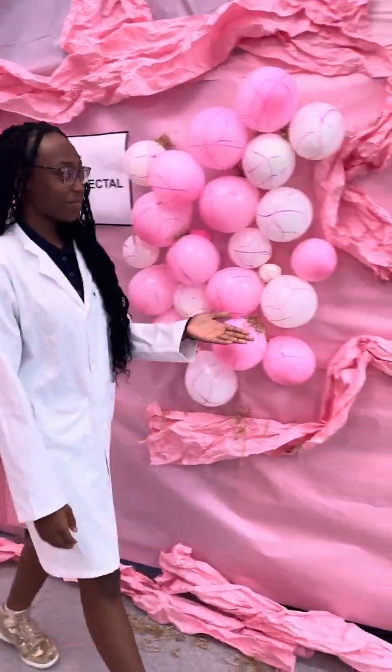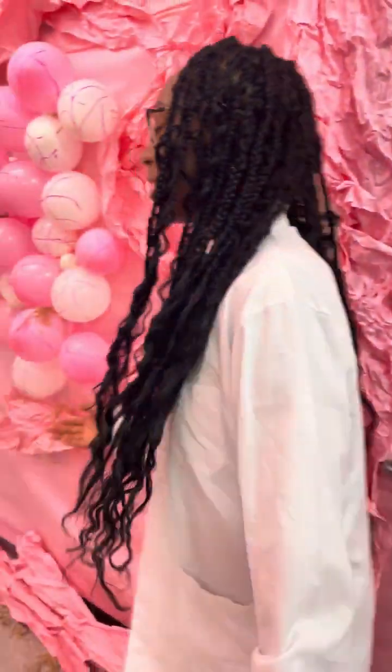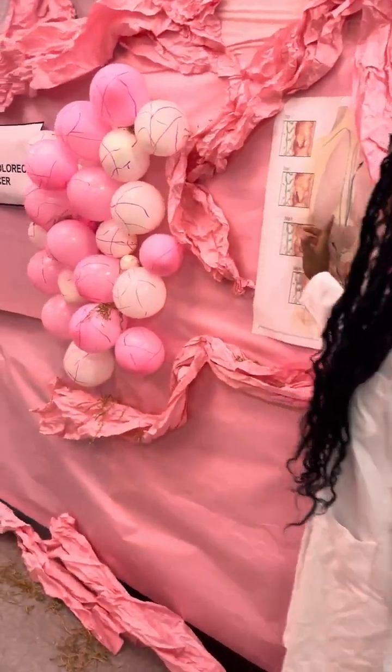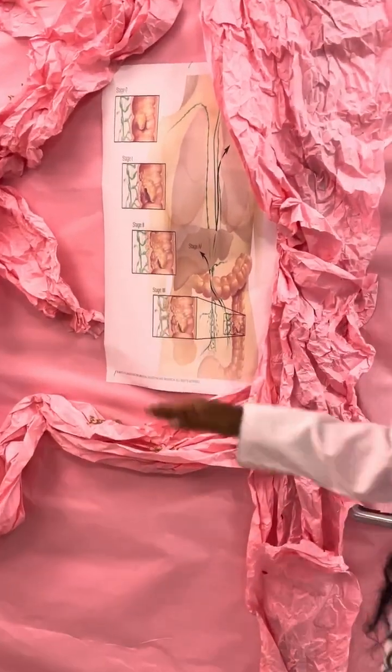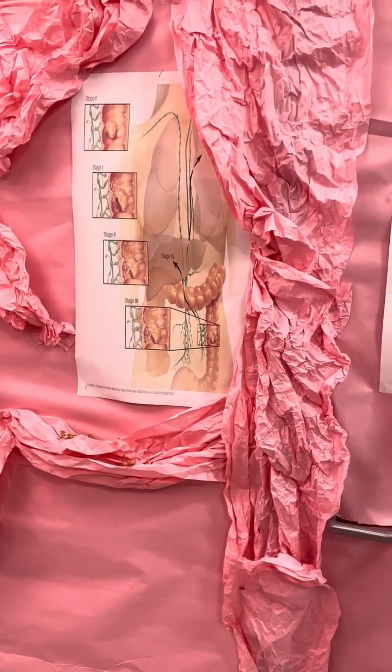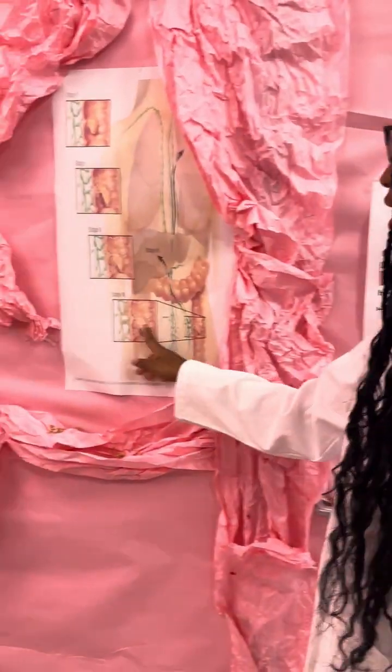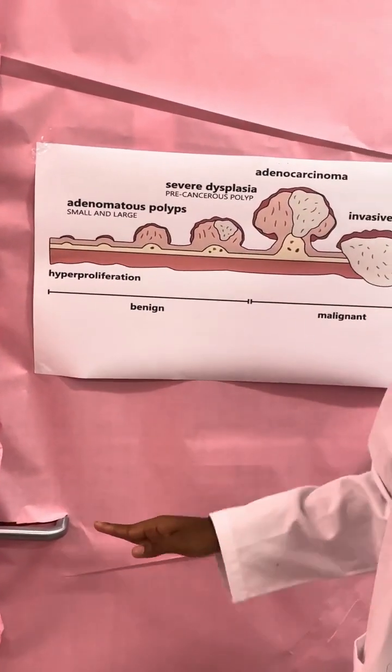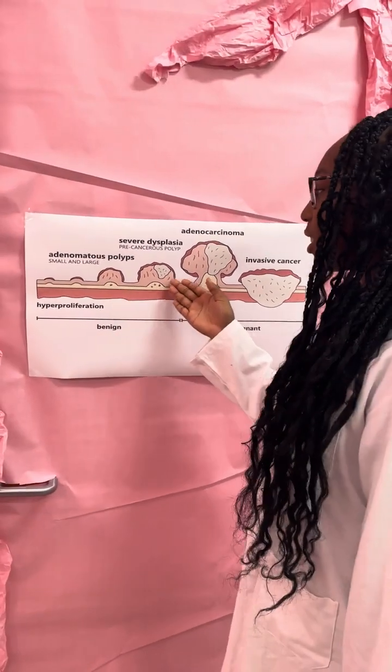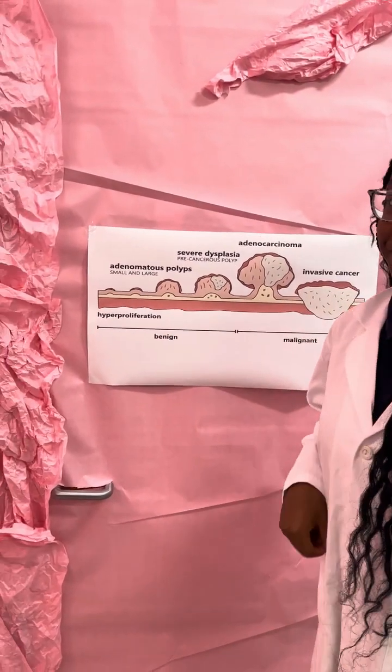This is the advanced colorectal cancer. Down here, these are the stages of colorectal cancer. This is stage 1 and this is stage 2. Both of these stages are benign, meaning that it is harmless. And this is stage 3 and this is stage 4. These stages are malignant, meaning that it's invasive and dangerous. And this is the process of the growing polyps.